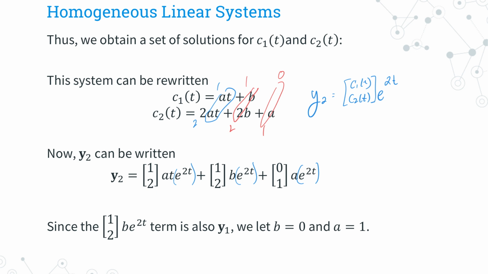And since the vector 1, 2 times b e to the 2t is the same as y1, we let b go to 0. So this is the same as y1, so we're just going to let b be 0. And then if we let a equal 1, what we end up boiling down to here is 1, 2, t e to the 2t plus 0, 1 e to the 2t.